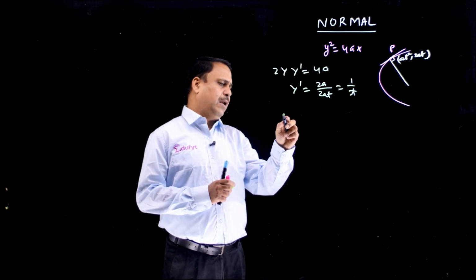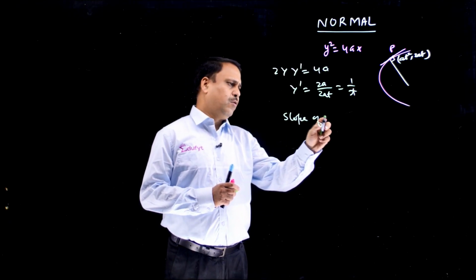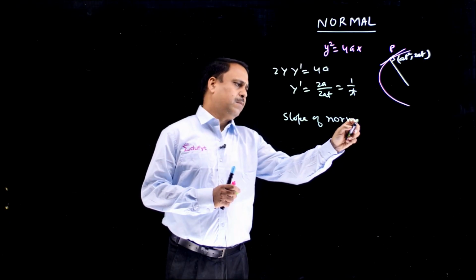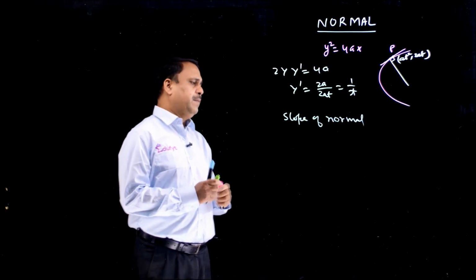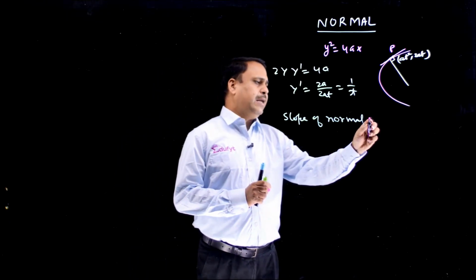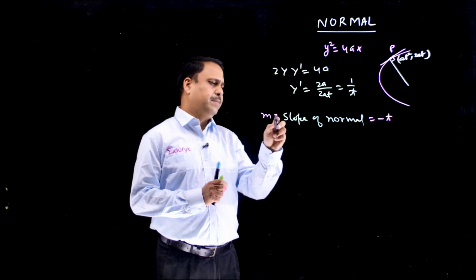So the slope of the normal m. This is the slope of the tangent, so the slope of the normal will be minus t. This is m, the slope of the normal.